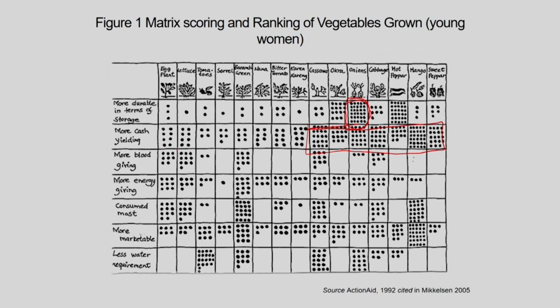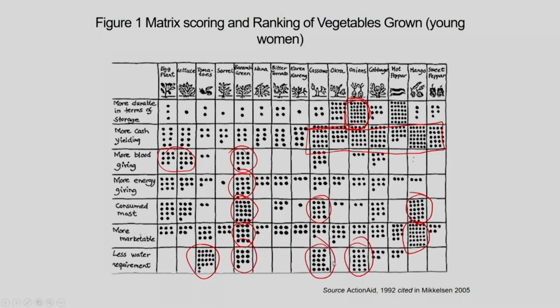More blood giving, basically more nutritious foods are ranked here. More energy giving, these are more energy giving crops. Consumed most, again these are the crops that are consumed most. More marketable, if you see here, mango, which is a fruit, is more marketable. Baramabi green, mostly because it is consumed most, or it is more energy giving, it is more nutritious, it is more marketable, and these are crops which require less water. Tomatoes, the Baramabi greens, cassava, onions, and so on.